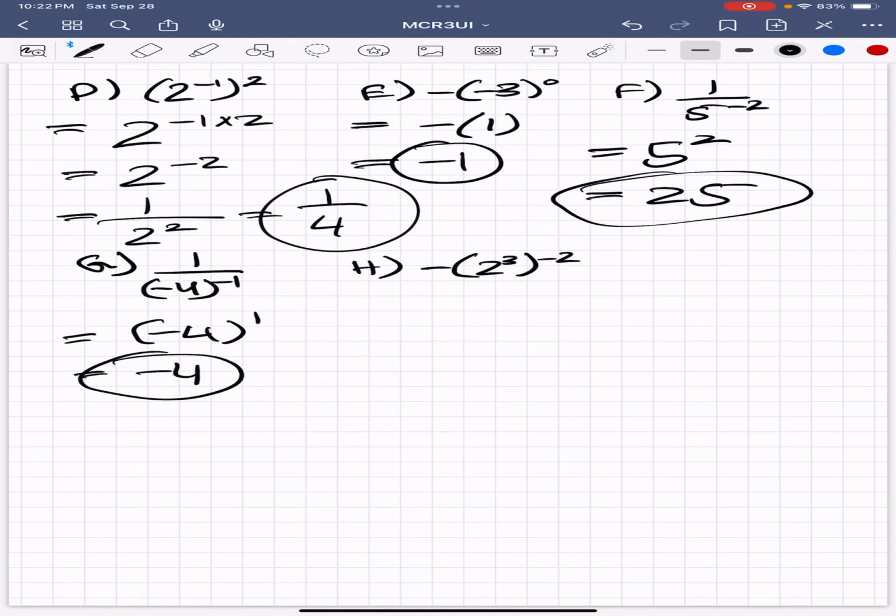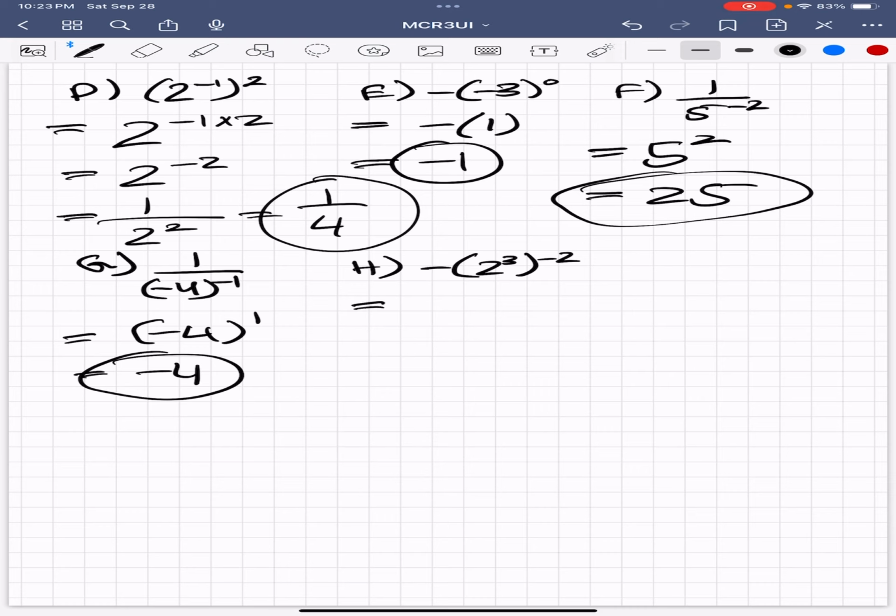So we use the negative exponent law, moving negative 4 to the power of negative 1 to the numerator to make the exponent positive, meaning it would be negative 4 to the power of 1. And then we solve for a final answer. Negative 4 to the power of 1 is just negative 4. Moving on.